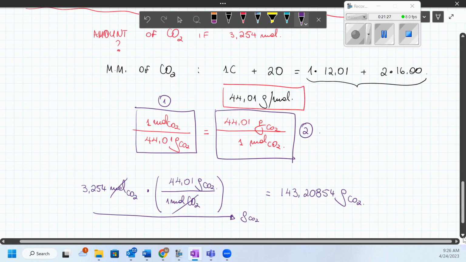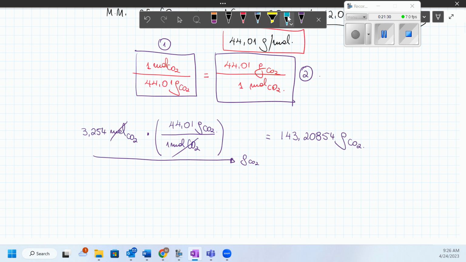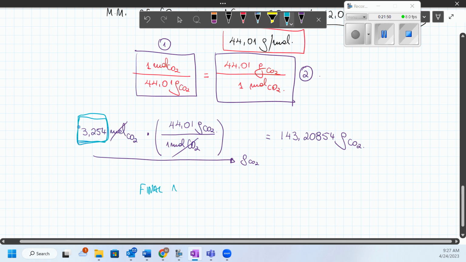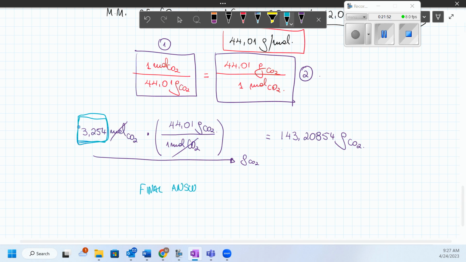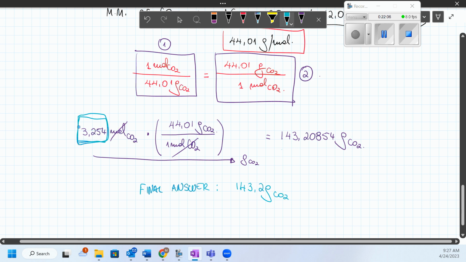But this is what the calculator gives you. And calculators, being stupid boxes, give you a number that is as long as this one here. However, we started with 4 significant digits. So the final answer has to be with 4, respecting the significant digit rules. So 4 significant digits is 143.2 grams of carbon dioxide.